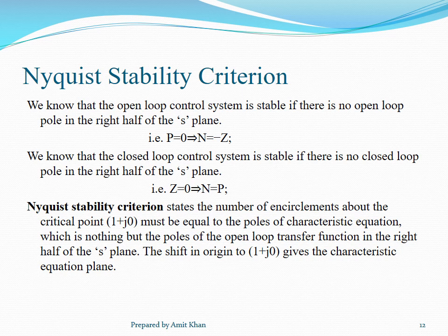The Nyquist stability criteria states that the number of encirclements about the critical point 1 plus j0 must be equal to the poles of the characteristic equation, which is nothing but the poles of the open loop transfer function in the right half of the S-plane. The shift of the origin to 1 plus j0 gives the characteristic equation plane.